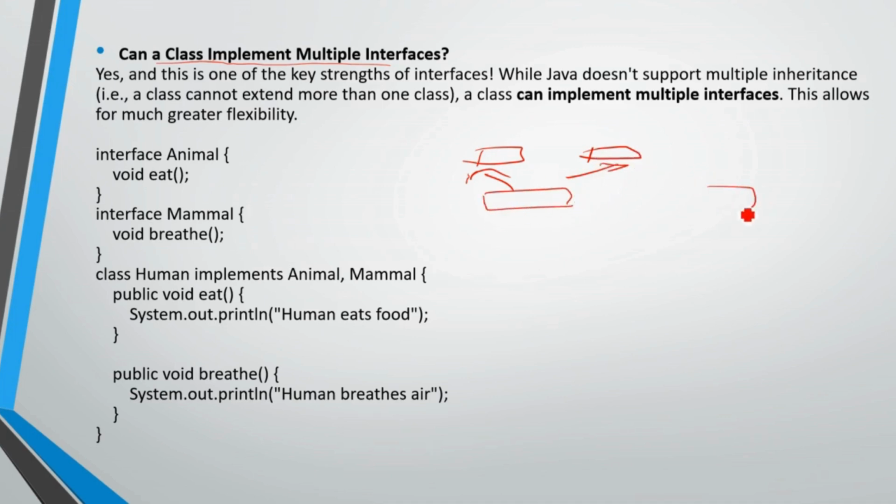But here in the interfaces case, if you observe, we are not giving the implementation in the interfaces, correct? So it does not generate ambiguity because the class itself is responsible to give its implementation as it wants, right? So it does not need to stick to a particular implementation provided by the parent. So in that case, multiple interfaces are supported in Java.